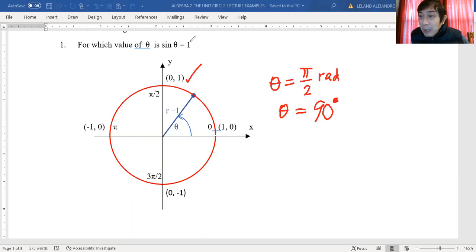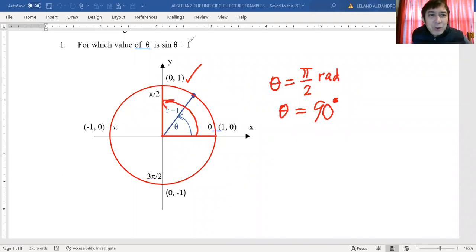Because the question is the angle. Which value of theta is sine theta equal to a positive 1? We know sine theta is a y value. Cosine is an x value. So if ever you see the coordinates with a y value of positive 1, then that's the angle. We can find that over here, of course. So that means from the standard position, it's this value angle, like that. So that's pi over 2.